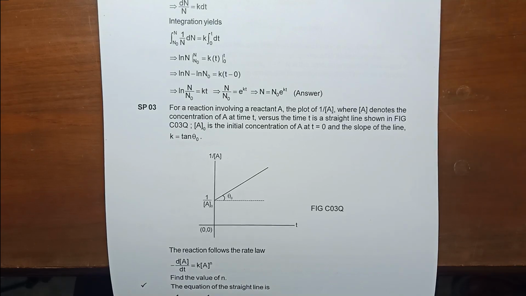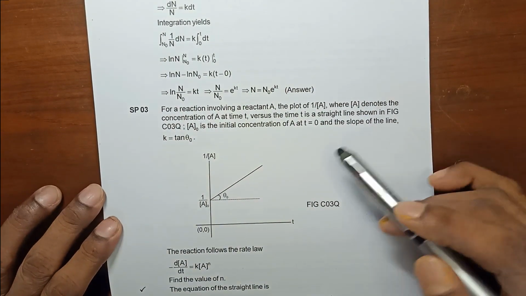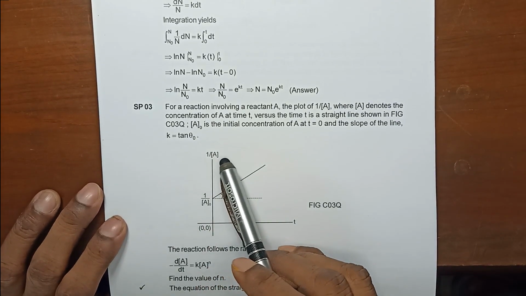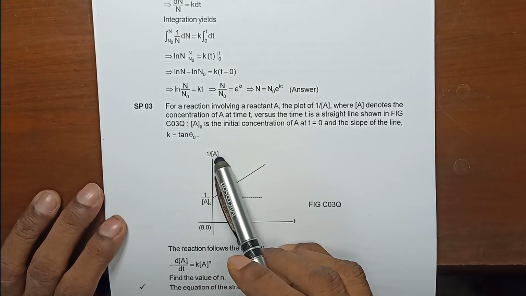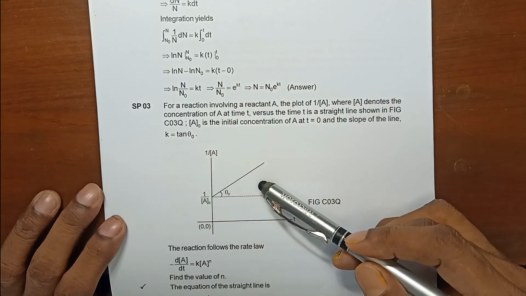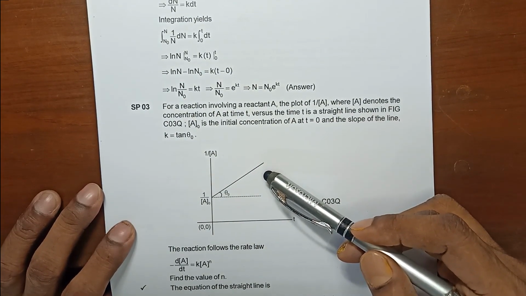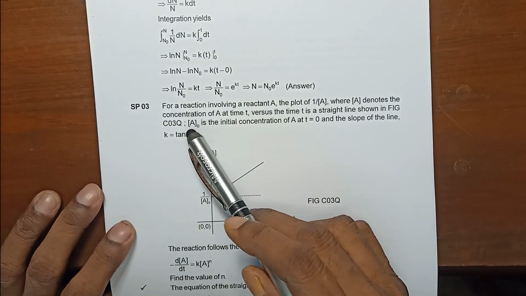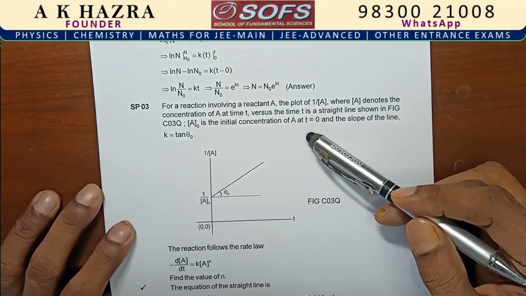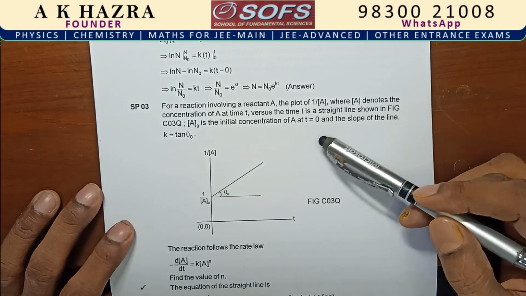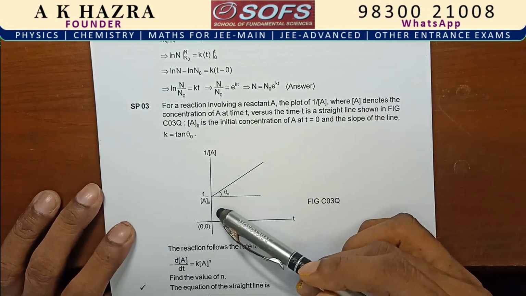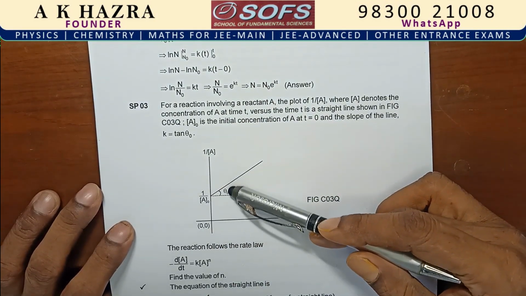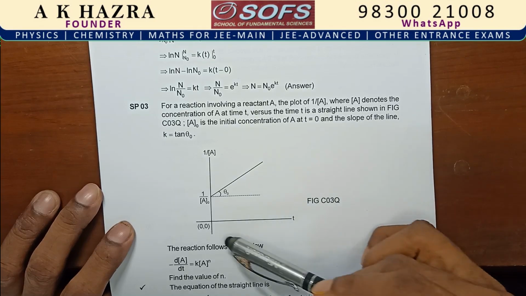SP03. For a reaction involving reactant A, a plot of 1 by concentration of A, that is 1 by [A], versus t is given. It is given here. And [A] naught is the what? Initial concentration of A at time t equal to 0. And the slope of the line, tan theta naught, is equal to k, given. The line makes an angle theta naught with the t axis.